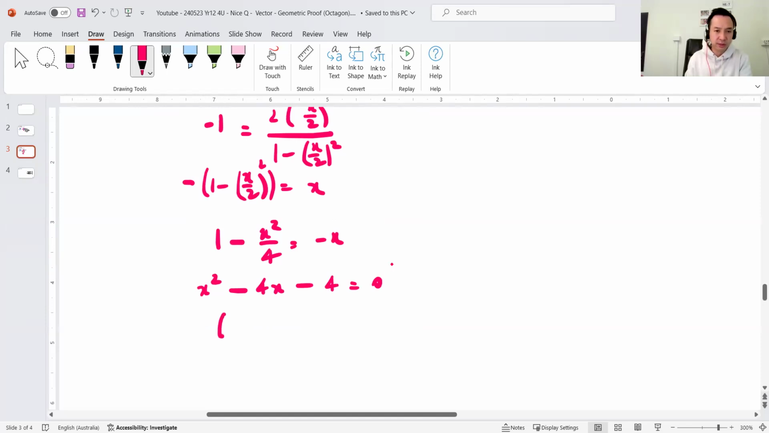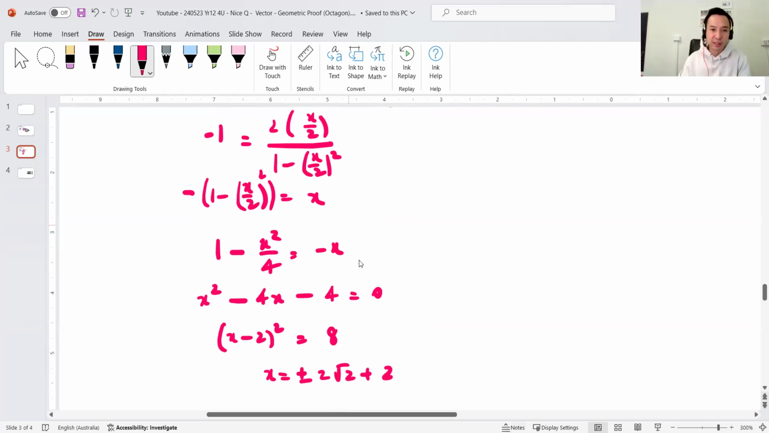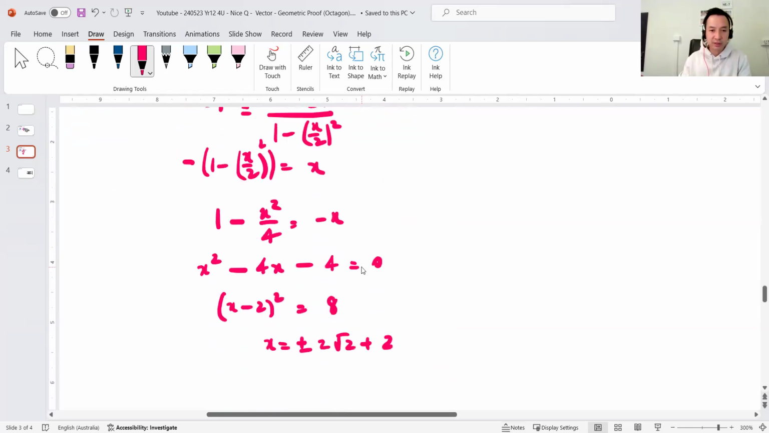Feels right. So let's see, if I completed the square, chuck the 4 over, add 4, becomes 8, is it? And x equals plus minus 2 root 2 plus 2. I think that's right, actually. Perfect. Now, it's plus minus, guys. This is a length, so I'm just going to take the positive only, 2 root 2 plus 2.